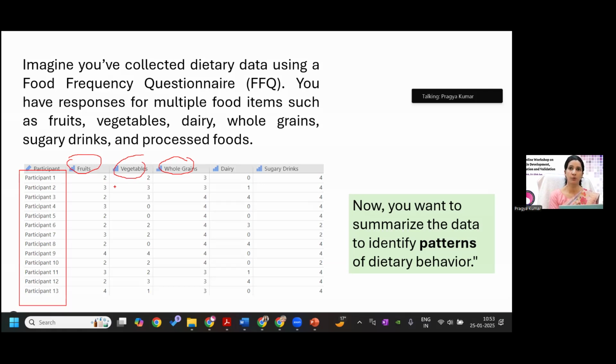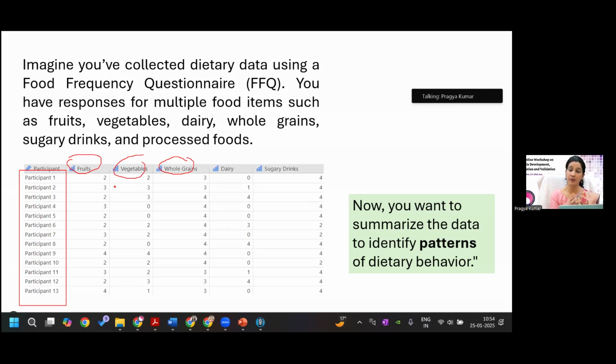Why do I want to summarize the data to identify the pattern? Because I want to reduce the dimension. If I don't reduce it, and I have taken 24 or 25 items, the summarization or conveying my finding will be difficult for the reader. So if I summarize that finding, it will be easy.